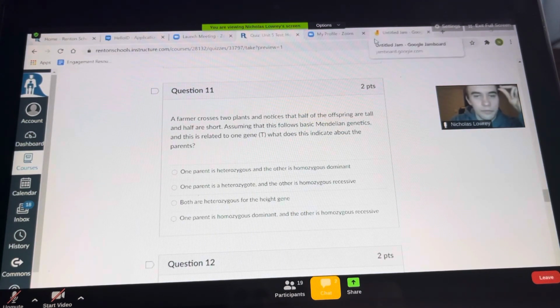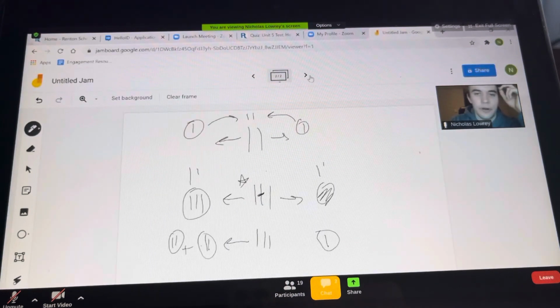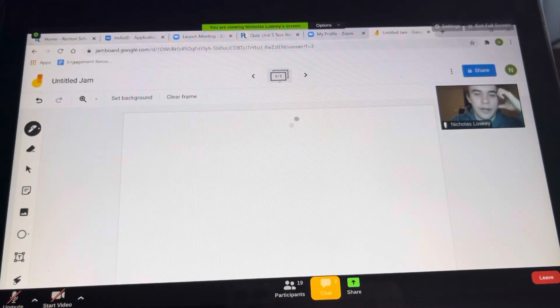What does this indicate about the parents? So half of the offspring are tall and half are short. So that 50-50 ratio is a pretty good indicator of what it's going to be, because we know that our options are that we have big T and little t for height, and we don't have like a 1 to 2 to 1 ratio. We don't have like a medium height thing, so this isn't going to be like codominant. So this is going to be a standard Mendelian thing, and so in our results, 2 out of 4 are going to be short, and the only way you can get that is with recessive alleles.